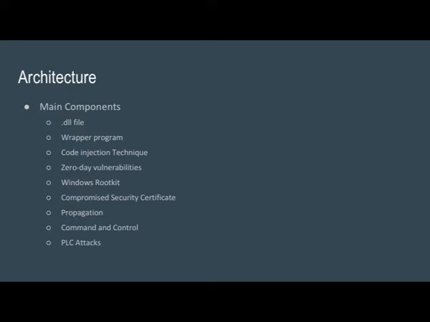Let's talk about the propagation. Like I said, it had to spread really fast over both the network and removable drives to get to the offline computers. Then command and control is how it communicated with the outside world. And then finally, we'll talk about the PLC attacks, where it actually destroyed the centrifuges.